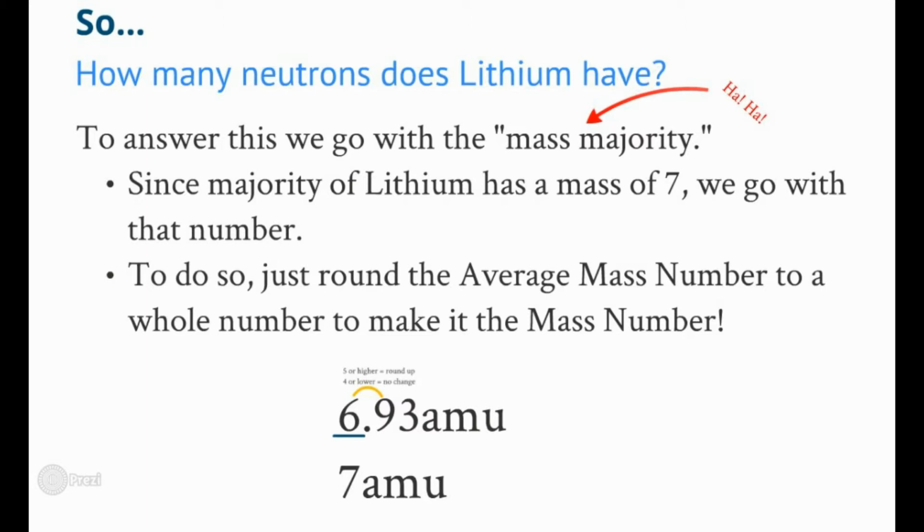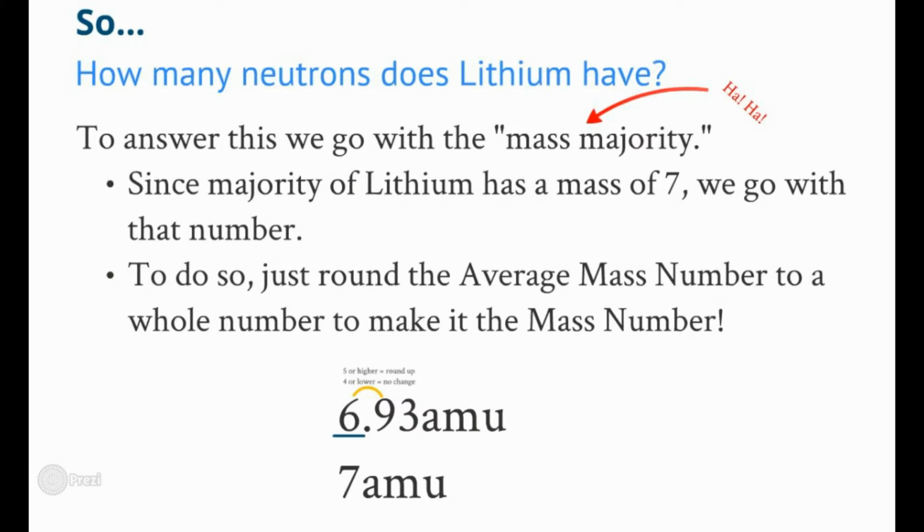So let me get more specific. How many neutrons does a lithium atom have? If I did ask you that, we go with the mass majority. Since the majority of the lithium has a mass of 7, we go with that number. In other words, that's why you would round that number to a whole. The majority is already close to that, so we just go with that.